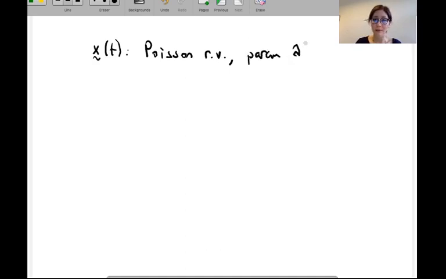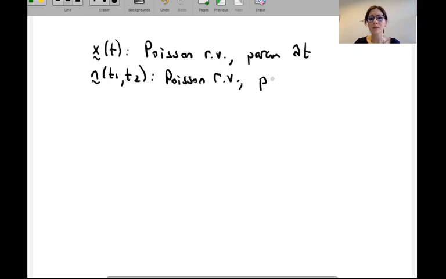With parameter lambda t. And then similarly, if I'm not interested in the whole interval 0 to t, but I'm interested in a sub-interval, let's say between t1 and t2, we also saw that this is a Poisson random variable, and the parameter would be, this time, lambda times (t2 minus t1).